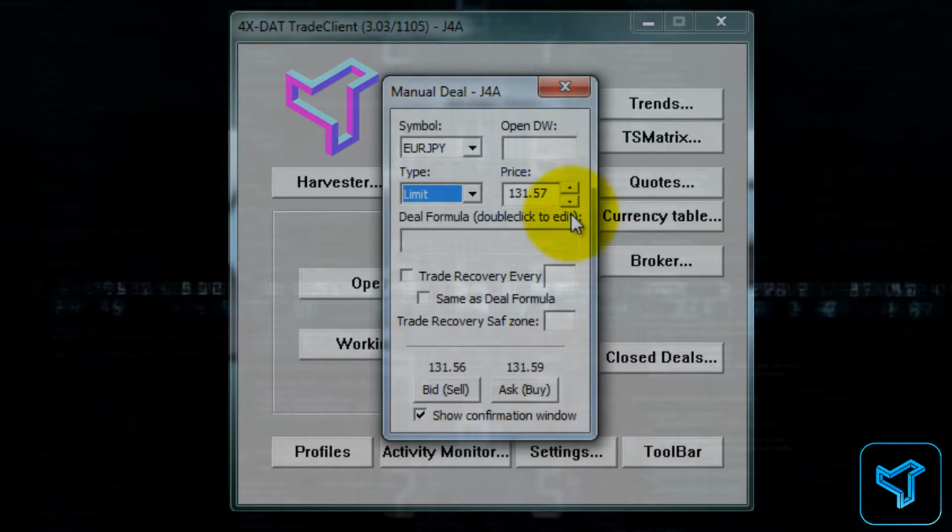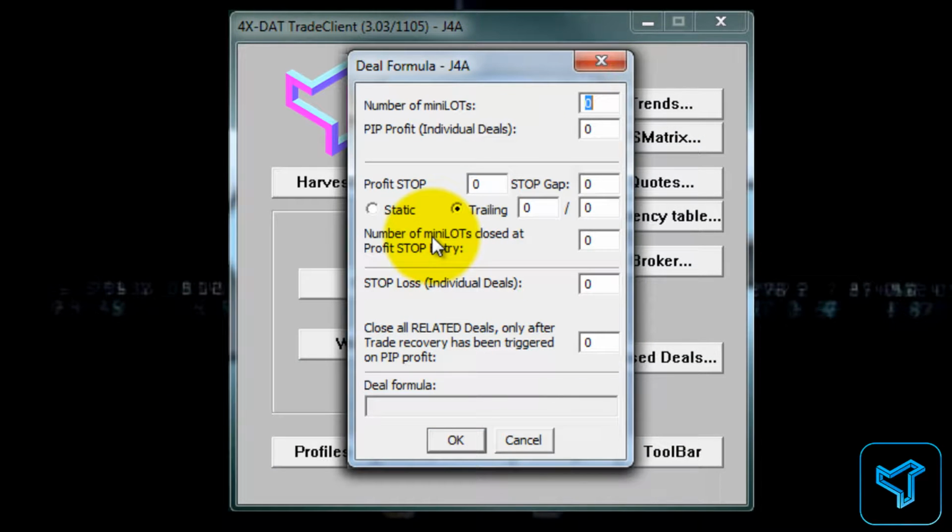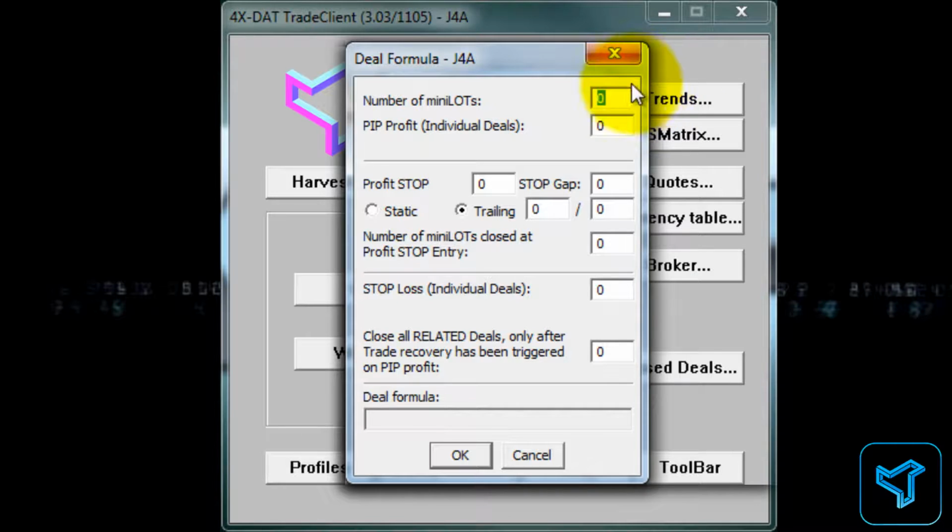Now, if we double-click on the deal formula, we'll see a window which provides us with a series of options to inform the platform how to manage our trade. So, we can place a number of mini-lots we wish to trade in the first window, and our desired profit in pips in the window below. Below this, we have the option of placing a profit stop and a stop gap.